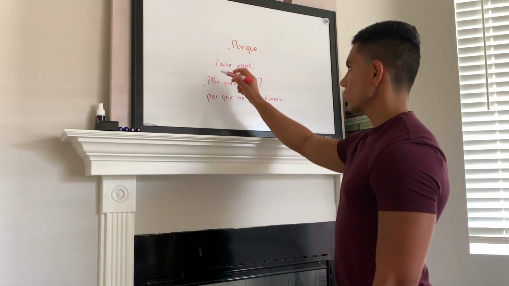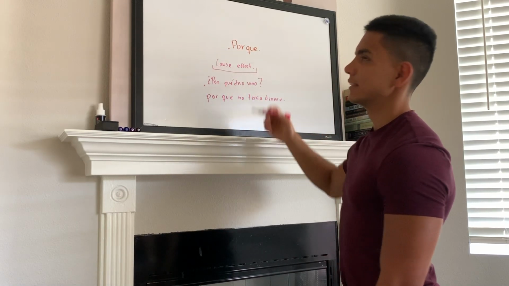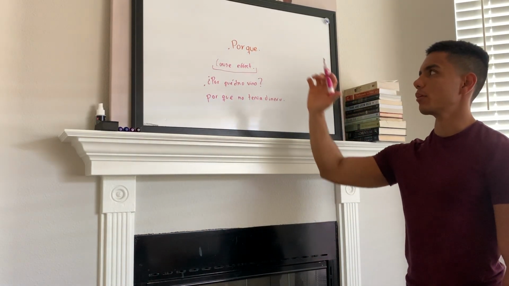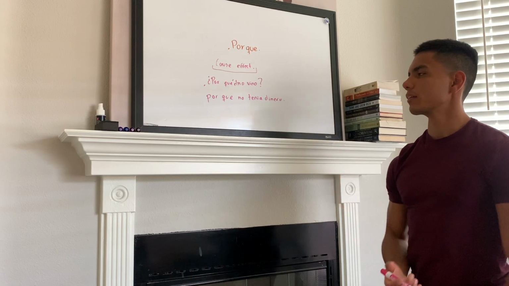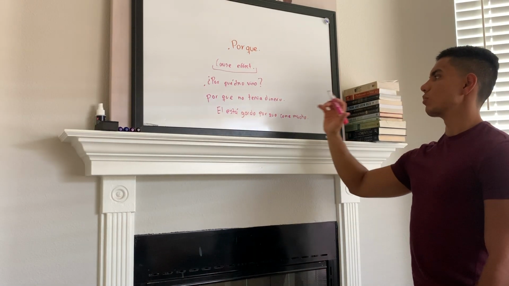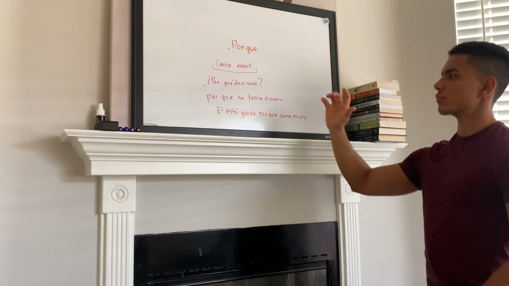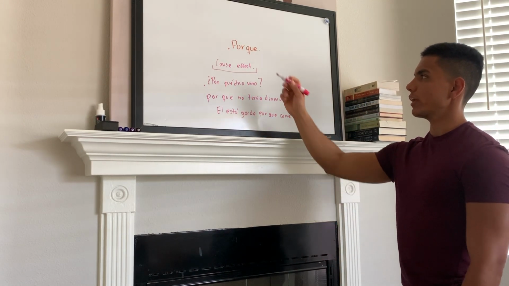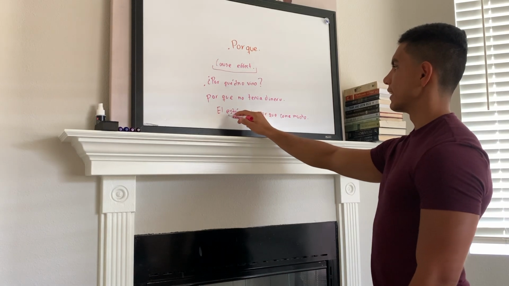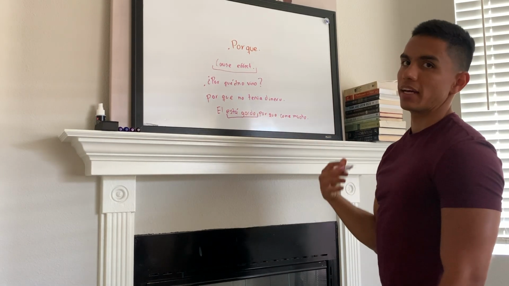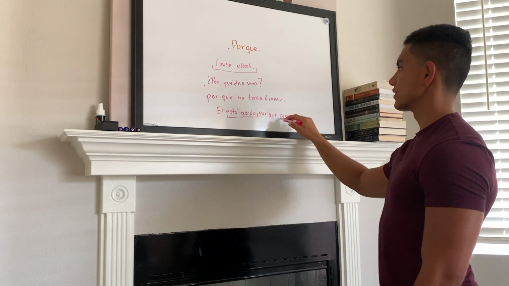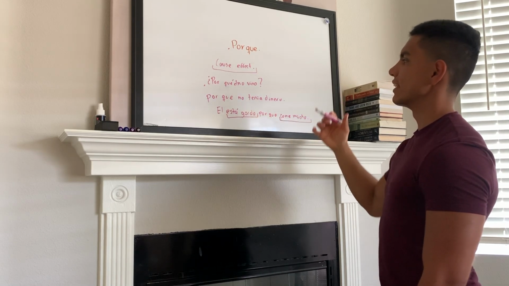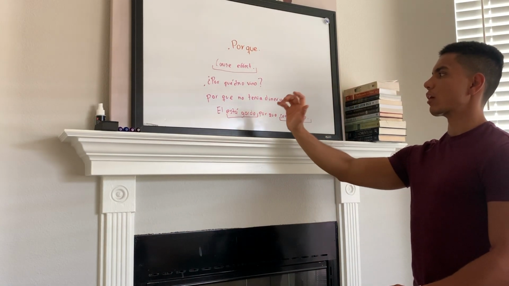Another example that can clarify the cause and effect very well will be: él está gordo porque come mucho. He's fat because he eats a lot. So we have the effect, he is gordo, he is fat, and we have the cause, because he eats a lot. So remember, cause and effect.